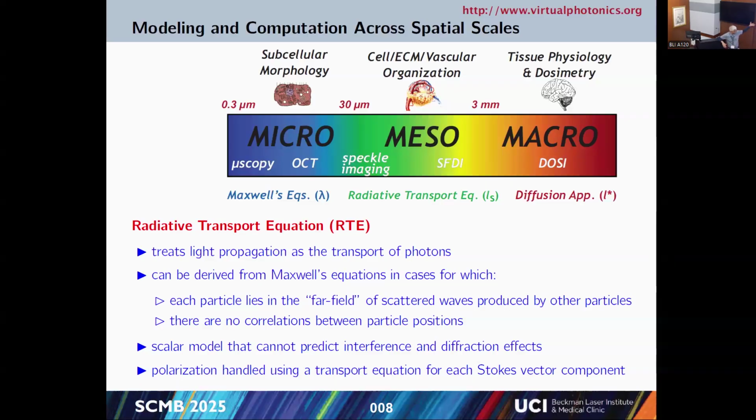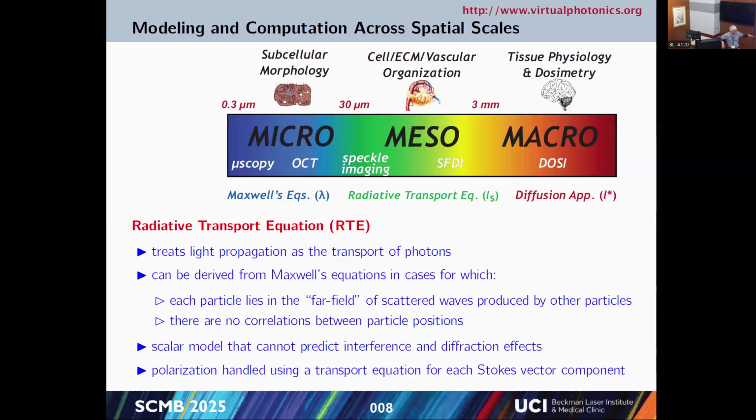It's unlike Maxwell's equations. This is a scalar model. So you're just determining the number of photons that are emitting from a given point at a given time in a given direction, and it cannot predict rigorously interference or diffraction effects. And you can, in some situations, handle polarization.